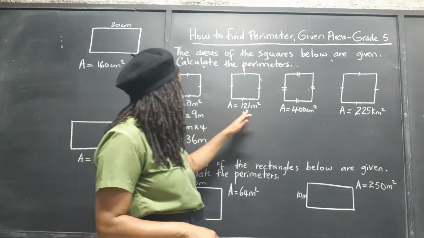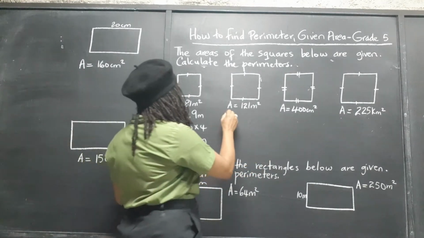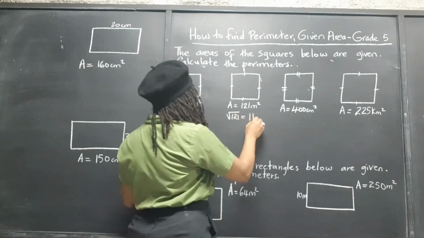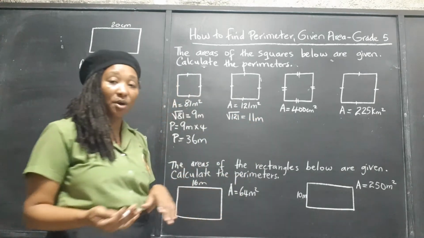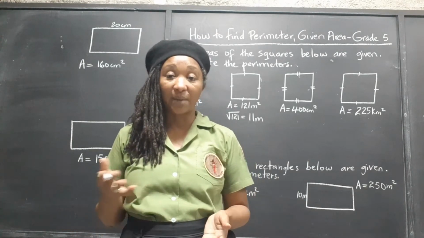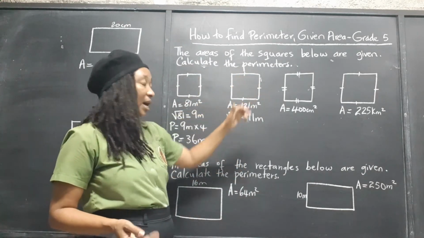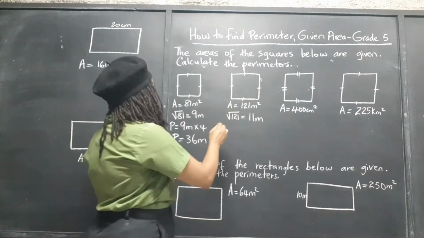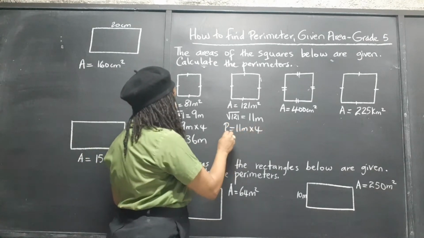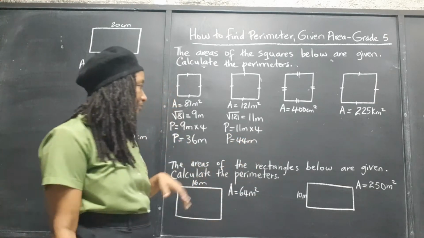Again, we have this square, 121 meters square is the area. Therefore, the side would be the square root of 121, which is 11. So we're saying which number, when we multiply it by itself, we get 121. 11 times 11 gives 121. So each side is 11, and there are 4 equal sides. Therefore, the perimeter is 11 times 4, which is 44 meters.